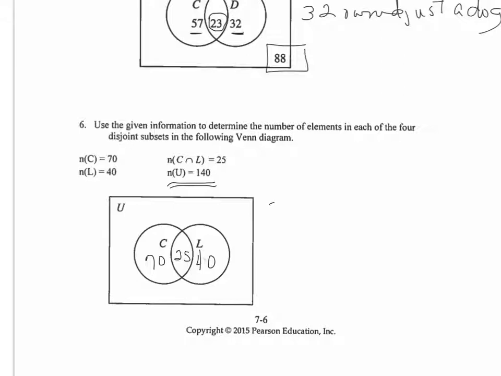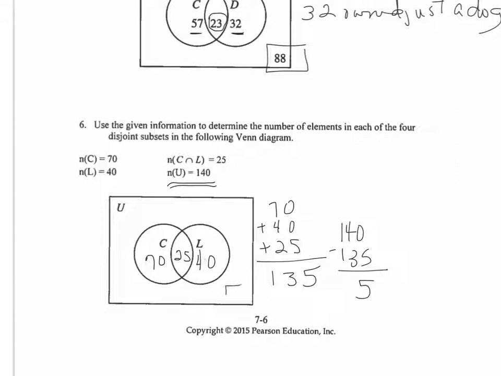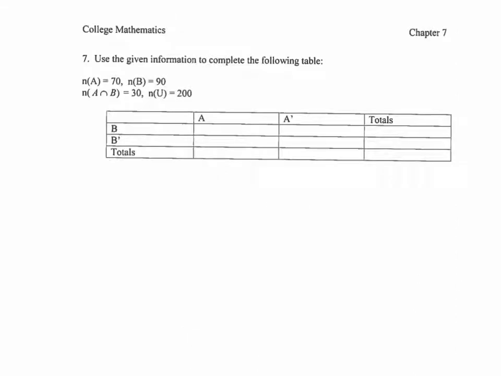So if I take 70 plus 40 plus 25, add that together, I get 135. And if there is 140 total in this union, this entire set, then that would tell me 140 minus 135 means there are only 5 that are outside all of those circles. Let's go to the next slide.